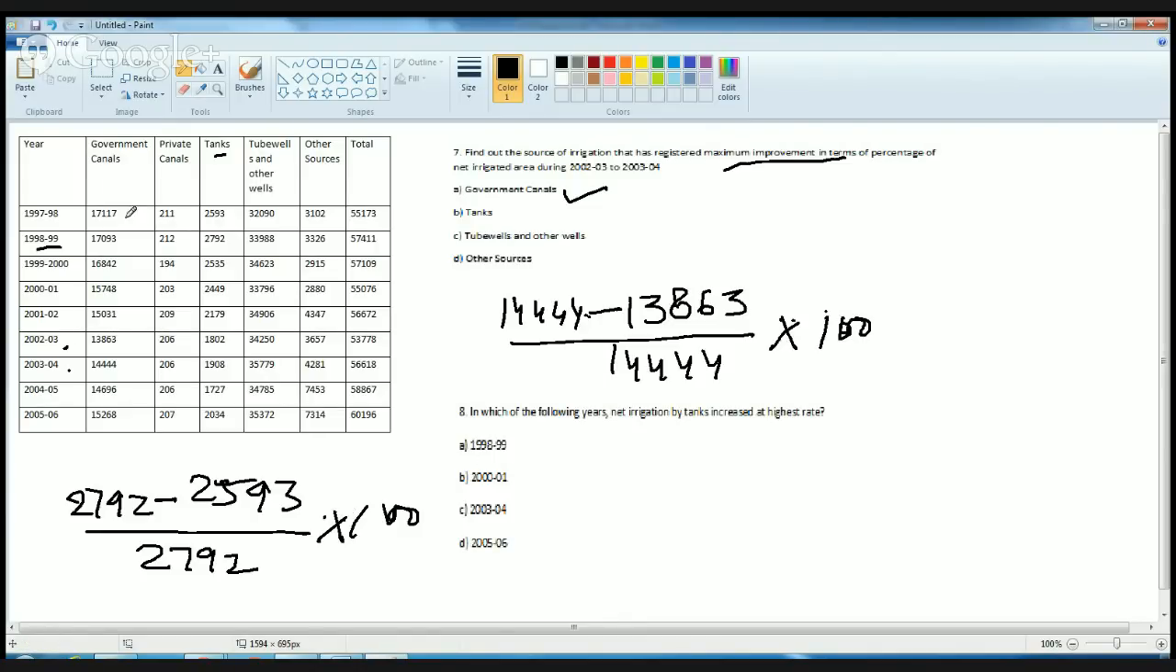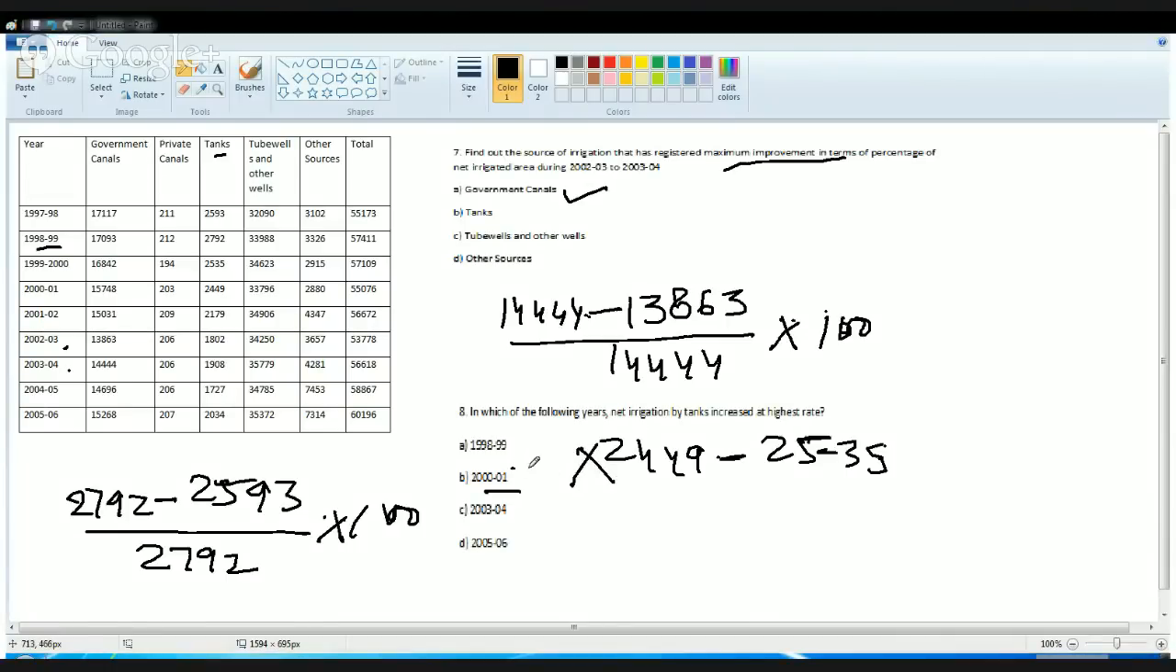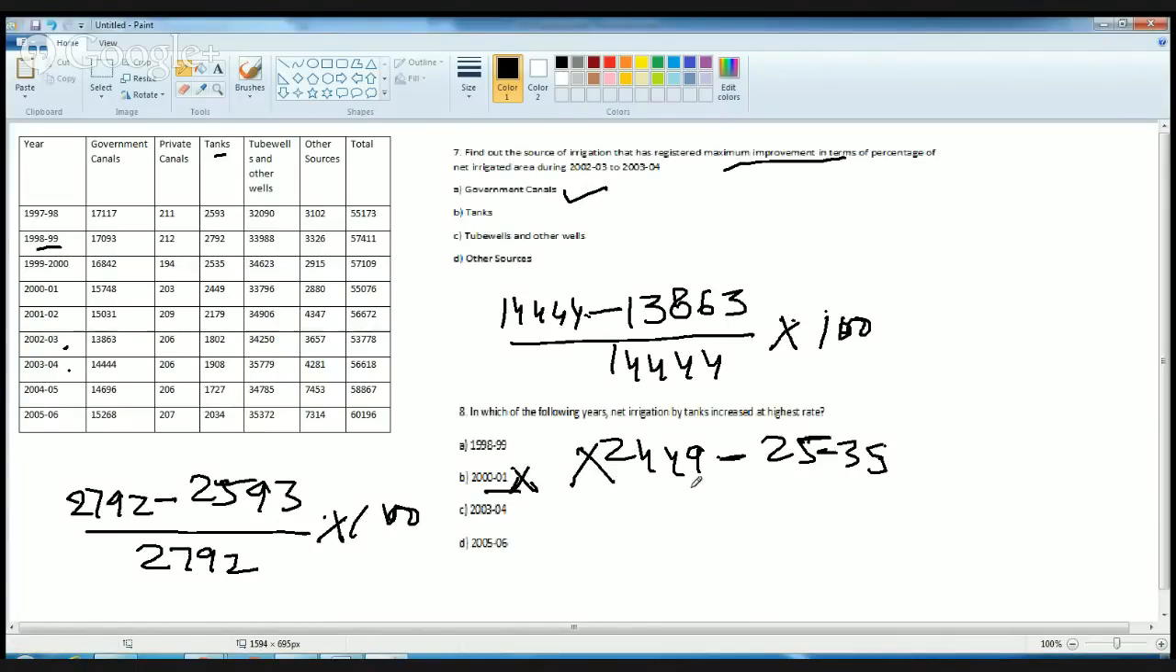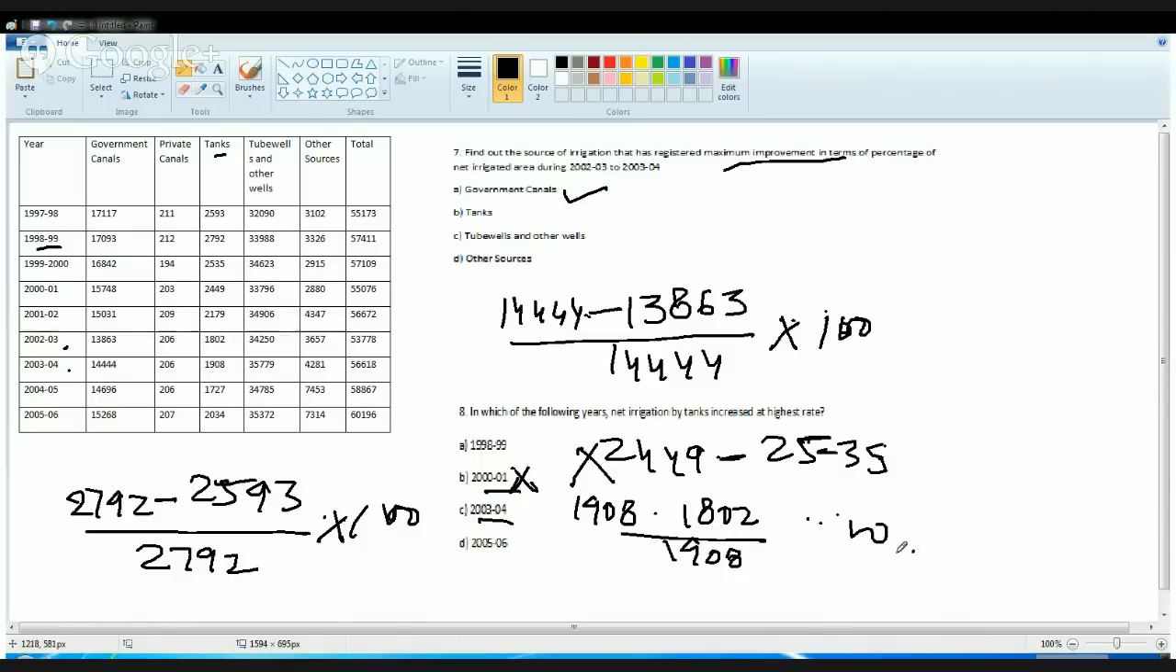Similarly, there would be various different cases for 2000 and 2001. The values would be 2449 minus 2535. Okay, since it shows a decrease, this cannot be the answer. We are talking about increase, so we need not even calculate this. We can leave this out. Go on to the next one. So that is 1908 minus 1802 divided by 1908 into 100, and so on.